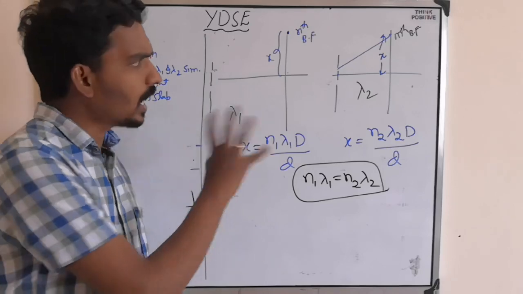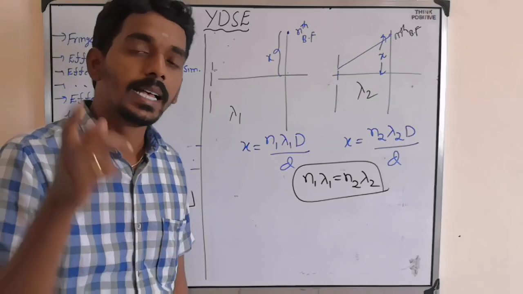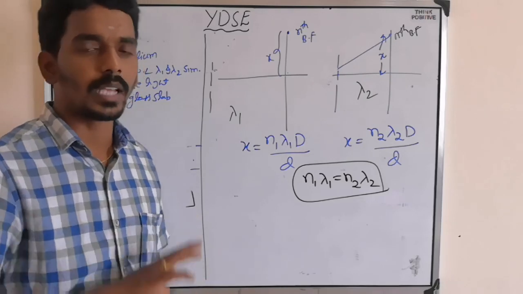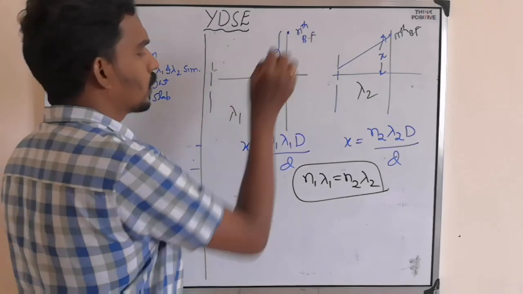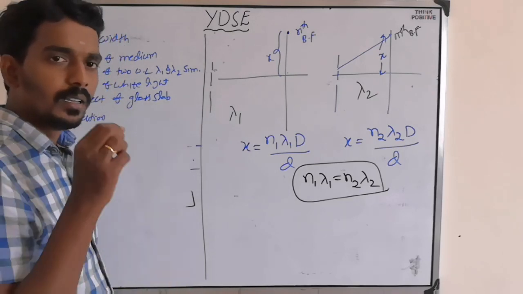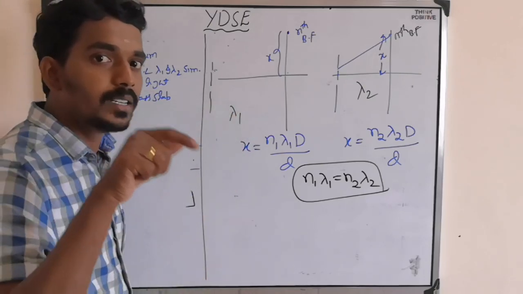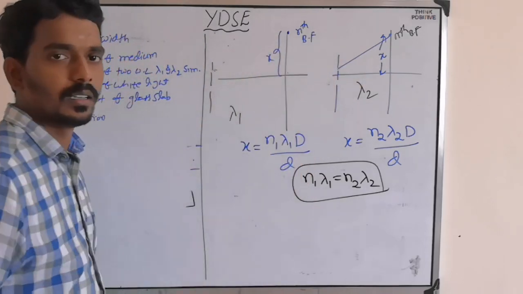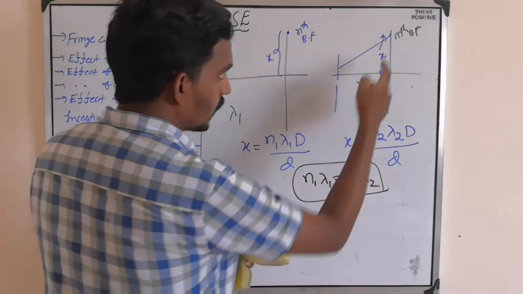So that way they can ask questions based on two different wavelengths used for the same setup, one by one. But sometimes they will say two are used simultaneously, so that at a particular point, the N1 bright fringe for lambda 1 coincides with the N2 bright fringe, or the mth bright fringe, for lambda 2.